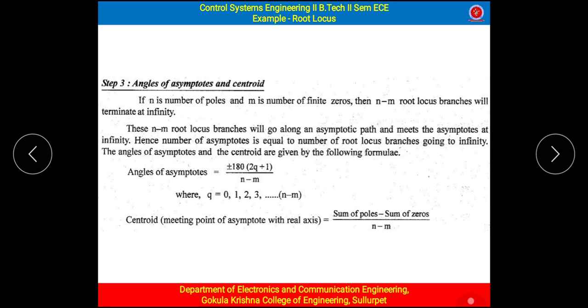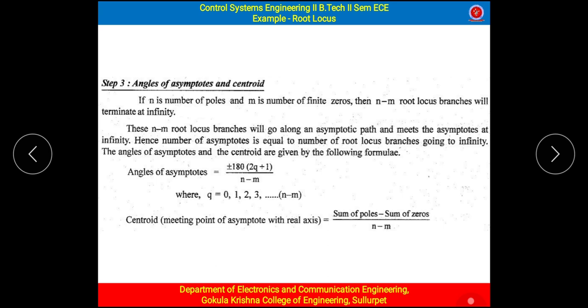In that particular case, the angle which they follow is the angle of asymptotes. And this is also the case where we have more zeros than poles: the root locus branch will start from infinity and end at a finite zero. In that case also the angle of asymptotes is required. So how do we calculate that? It is plus or minus 180 into (2q plus 1) divided by n minus m, where n is the number of poles and m is the number of zeros. We will apply this formula to the examples we have.